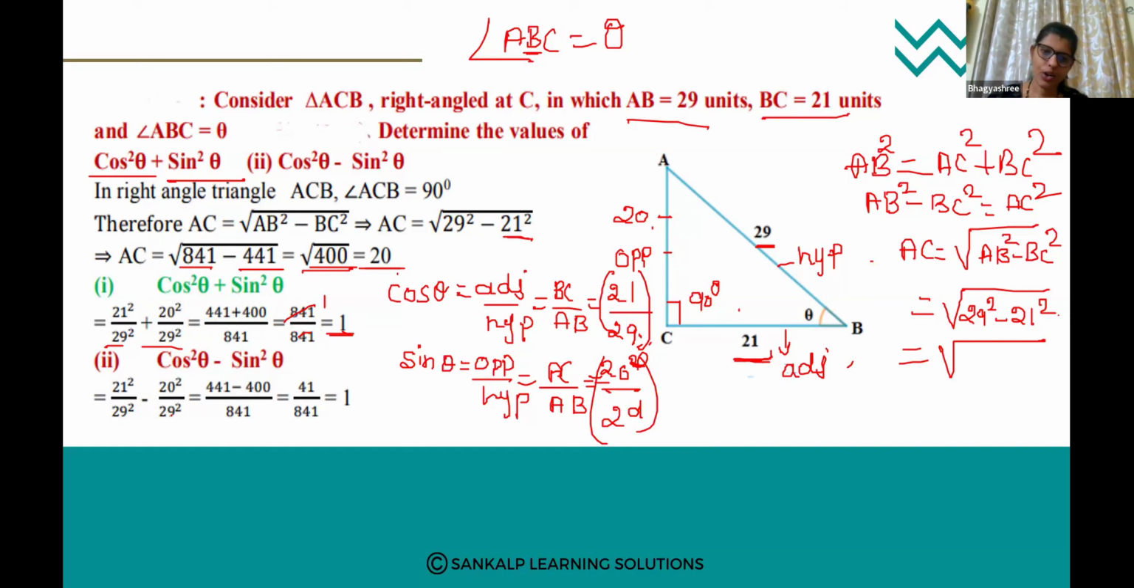Okay. Next, cos square theta minus sine square theta. Cos theta value is 21 by 29, so square it: 21 square divided by 29 square. Sine square theta: sine theta is 20 by 29, so 20 square divided by 29 square. This is 441 minus 400, divided by 841. 441 minus 400 is 41 divided by 841.